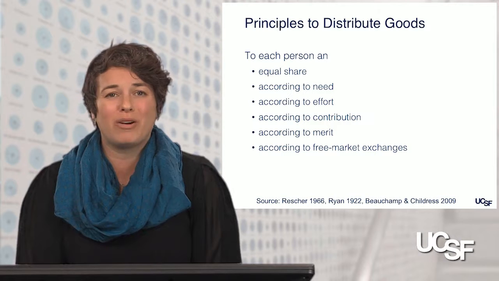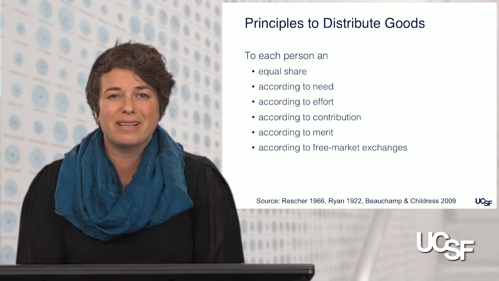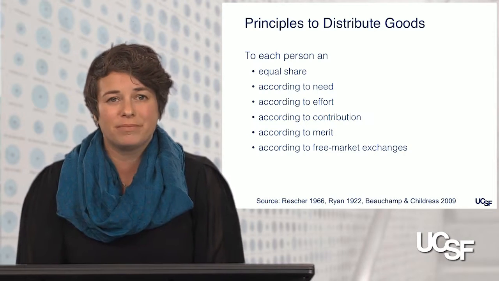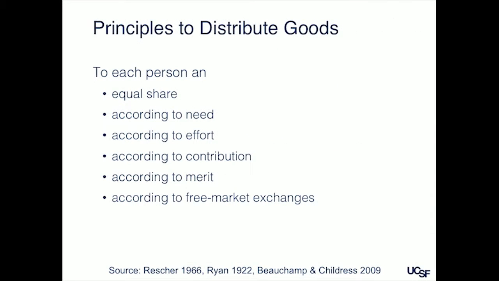So first think about something as simple as a plate of cookies with a horde of hungry toddlers. One way to distribute those cookies would be everybody gets an equal share. Another would be according to the free market, insofar as toddlers are capable of that. There are also other ways according to need, effort, contribution, or merit. Take a moment and think about which of these sort of basic ways to distribute goods feels most like the way you think about things.